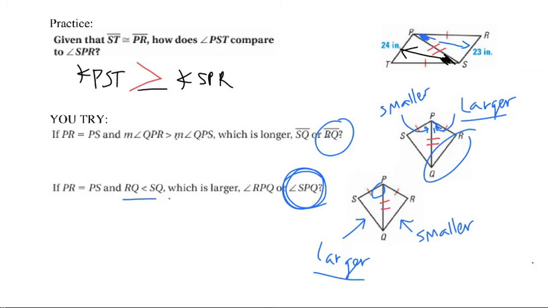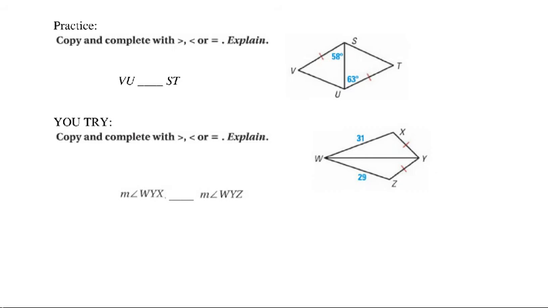These next ones are the same idea. We're just going to practice doing some more because this is probably the hardest thing to do with these sections. So next we are going to be comparing VU. So look at your pictures. VU is right here. We're comparing that then to ST. So to do that, we need to look at the angles across from them. And we have to double check to make sure that we have two sets of congruent sides, and again, they share the side in the middle.